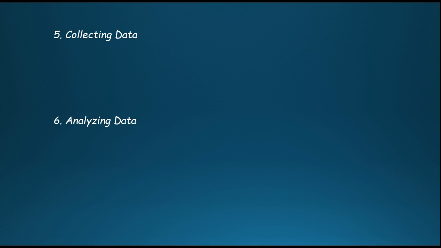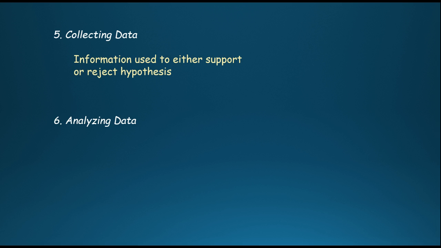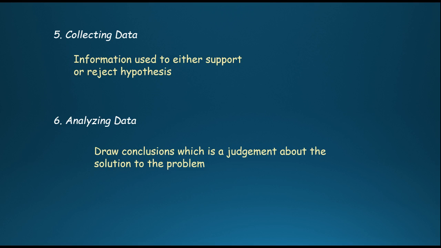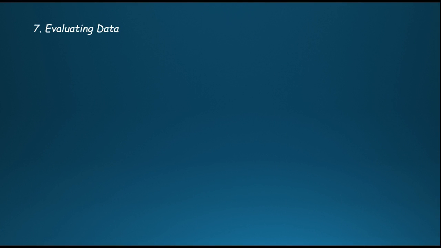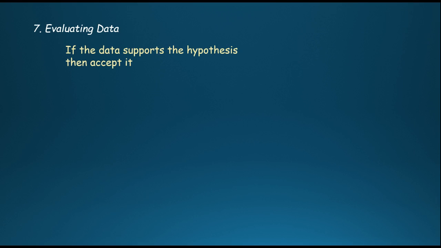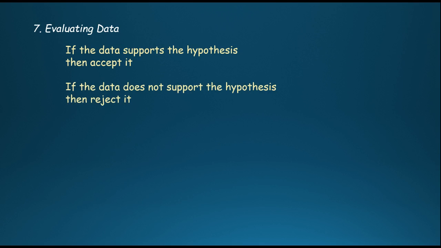Now, during the experiment, we have data collection, which is the information that is used to either support or reject the hypothesis. And then once you collect that data, you have to analyze it, draw conclusions, which is a judgment about the solution to the problem, and then evaluate the data. So if the data supports the hypothesis, then we're going to accept it. If the data does not support the hypothesis, then we reject it.